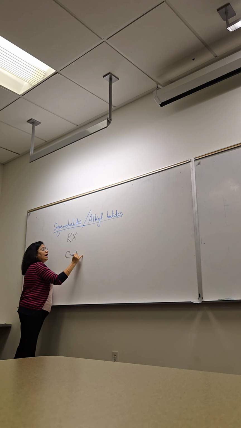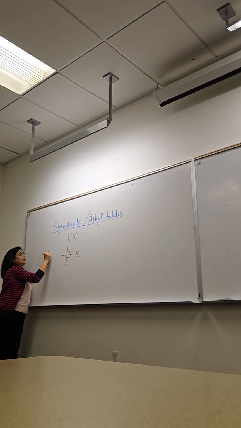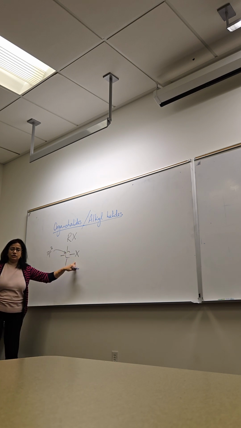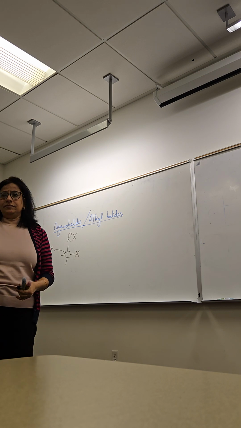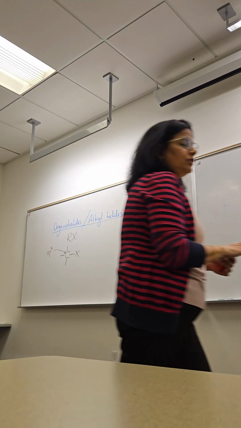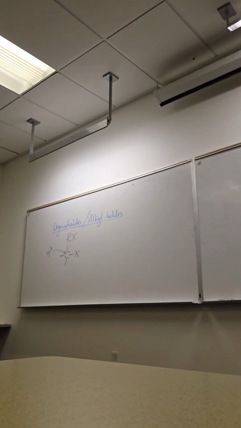So when we have an sp3 hybridized carbon covalently bonded to a halogen, that is an organohalide or an alkyl halide. And you've seen those before actually. Part of this is review because we did this last quarter, so hopefully it will come back.